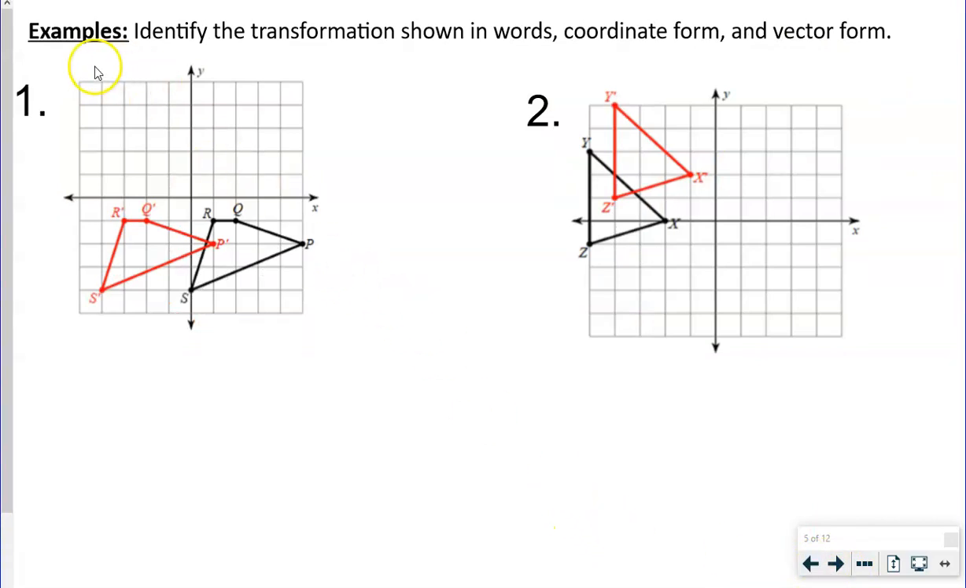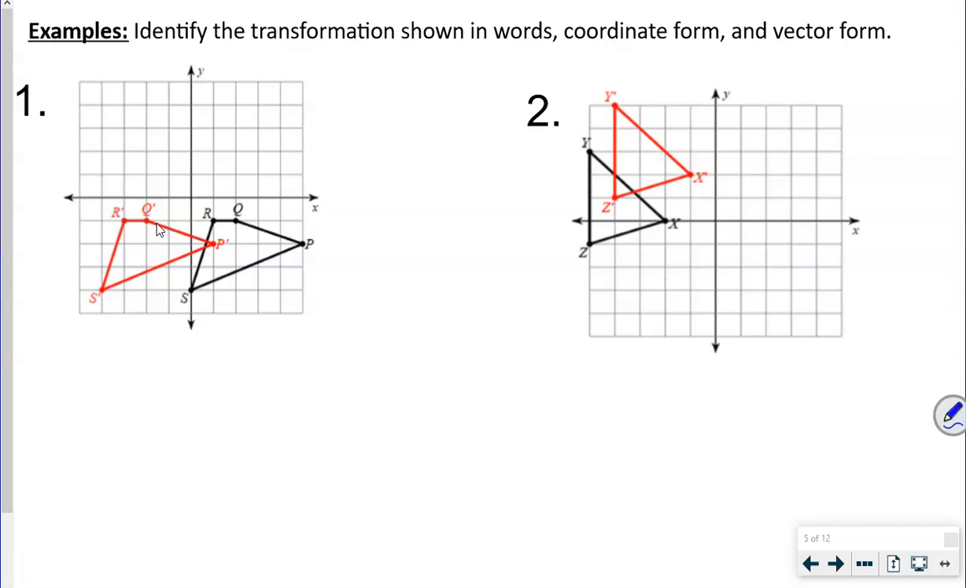So our first one is examples that identify the transformations shown in words, coordinate form, and vector form, okay? So we're going to show this in 3 different ways. What we're going to talk about first is we're just going to take one of these points. We're going to start with the point that is, we're going to put these in alphabetical order. So it's Q, R, S, P, right? So we're going to look at this Q point right here, okay? So what I want you guys to notice is if we go from Q to Q prime, do you notice that it did not move up or down? It only moved left.